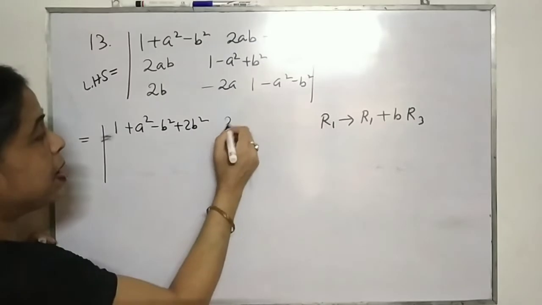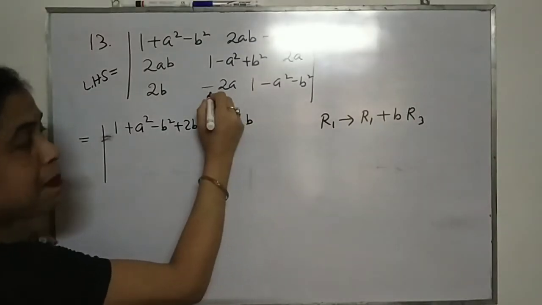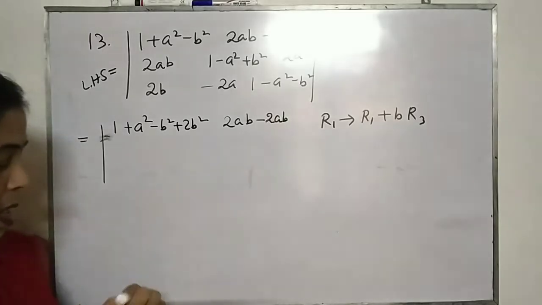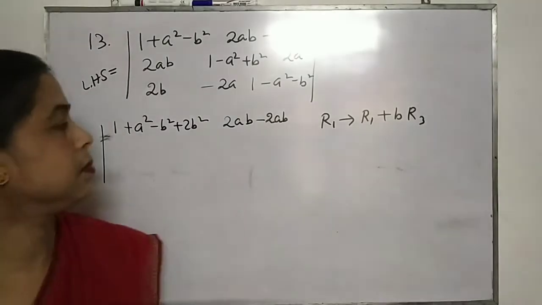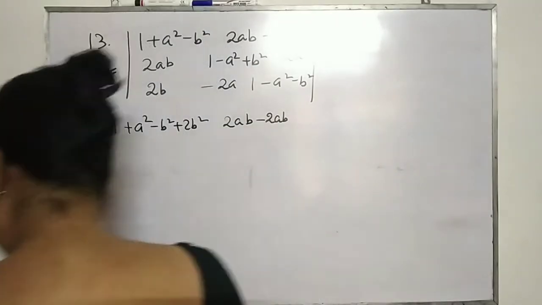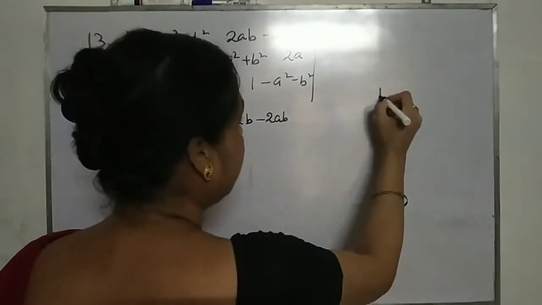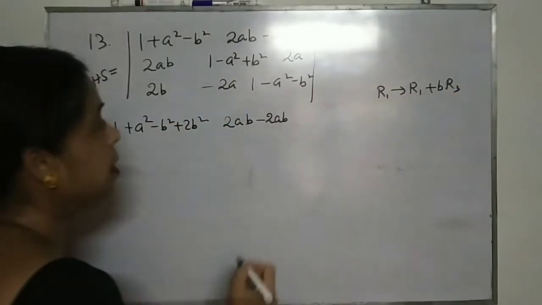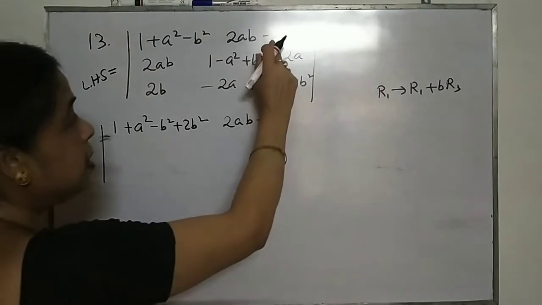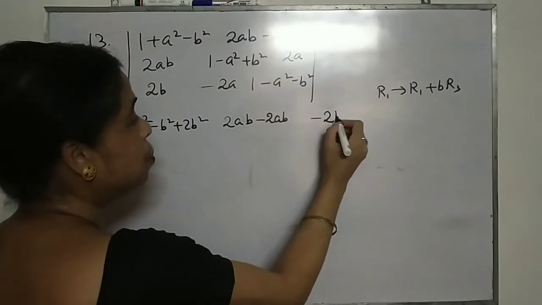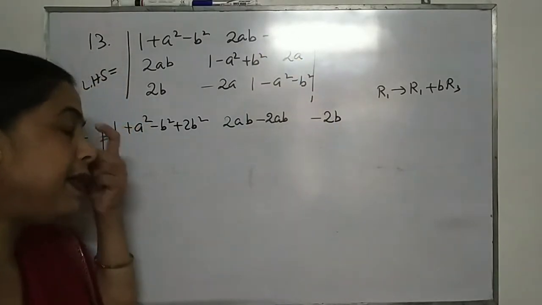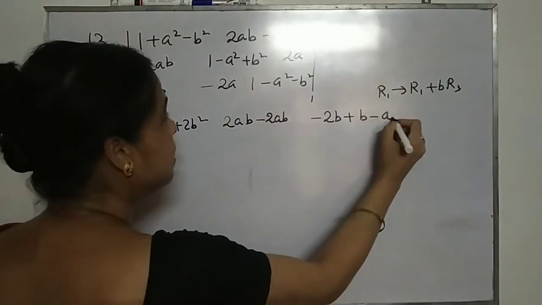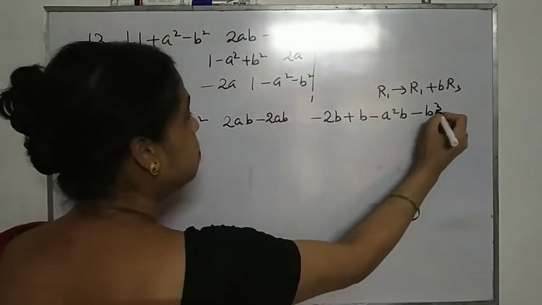The second element is what? Twice ab. You multiplied by b. Then here it is negative sign, so twice ab, I have to wrap it. Okay, I'm writing here, R1 replaced by R1 plus bR3. Now I go to the third one. That is minus 2b. So minus 2b, you have multiplied by b, then we are adding it. So it will give you plus b minus a square b minus b cube.